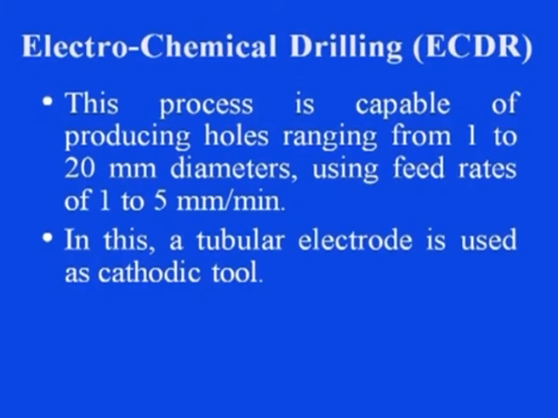Then another variant is electrochemical drilling, also called ECDR. This process is capable of producing holes ranging from 1 to 20 millimeters in diameter using feed rates of 1 to 5 millimeter per minute. In this, a tubular electrode is used as the cathodic tool. The electrolyte is pumped from the center of the tool and exits through the side machining gap formed between the walls of the tube and the drilled hole.